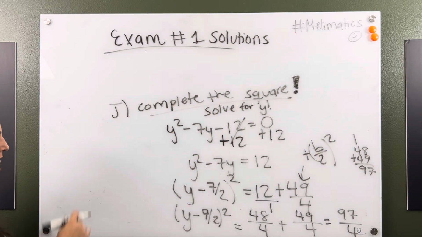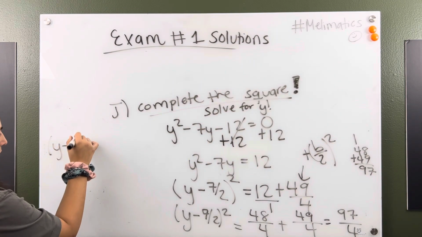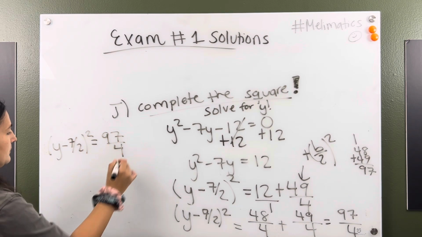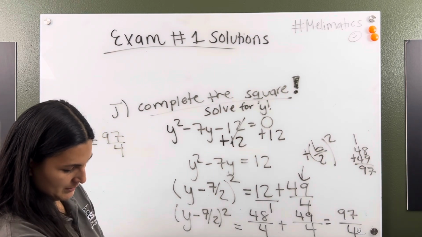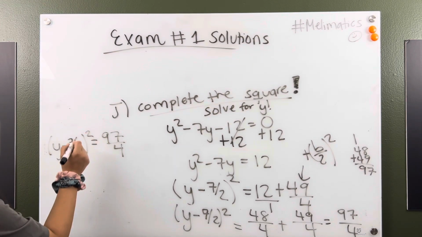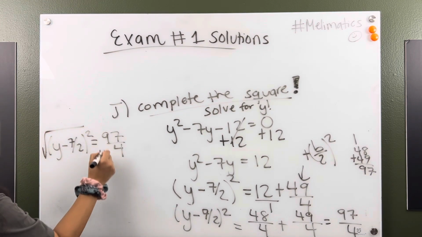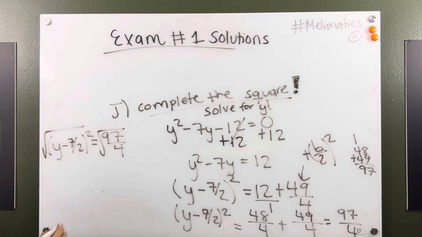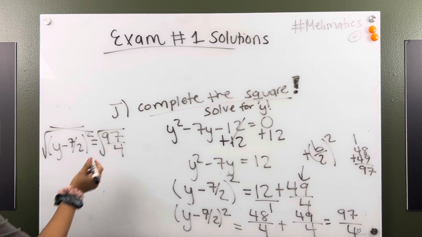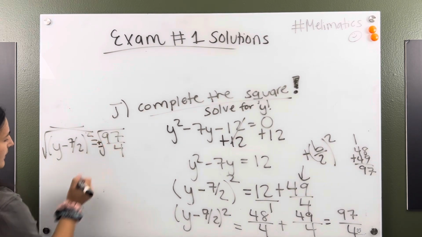Nope, not quite, but we're almost there. So this is (y - 7/2)² = 97/4. And this is the same as the square root question in letter G, which is, hey, what's the opposite of squaring? Square rooting. Okay. So now this is just going to help us cancel out the power of 2. And don't forget, when you take the square root, you're getting a plus or minus answer.